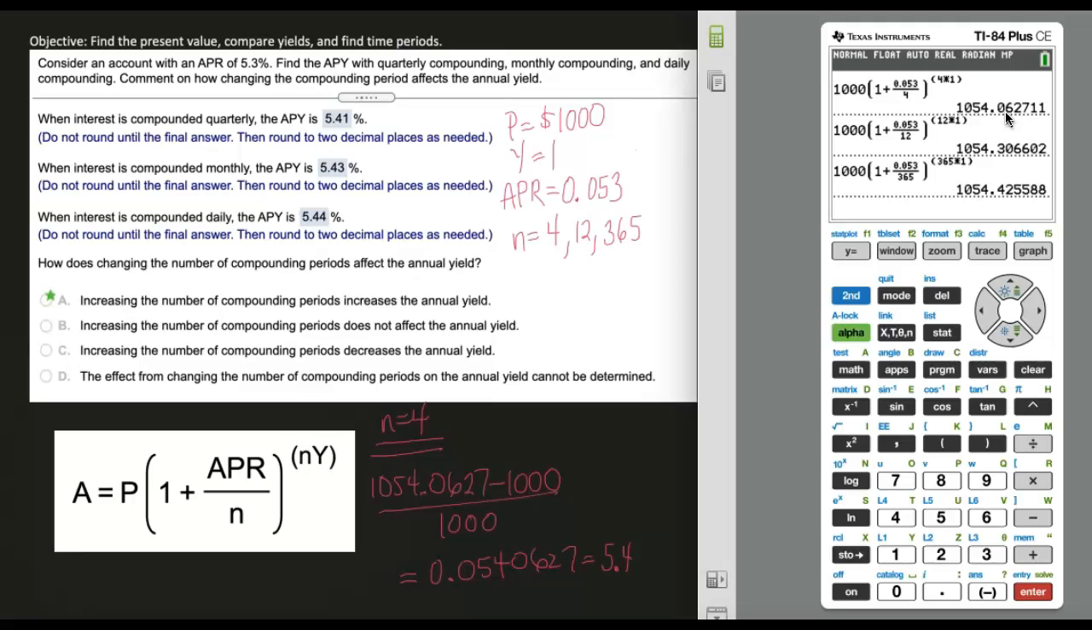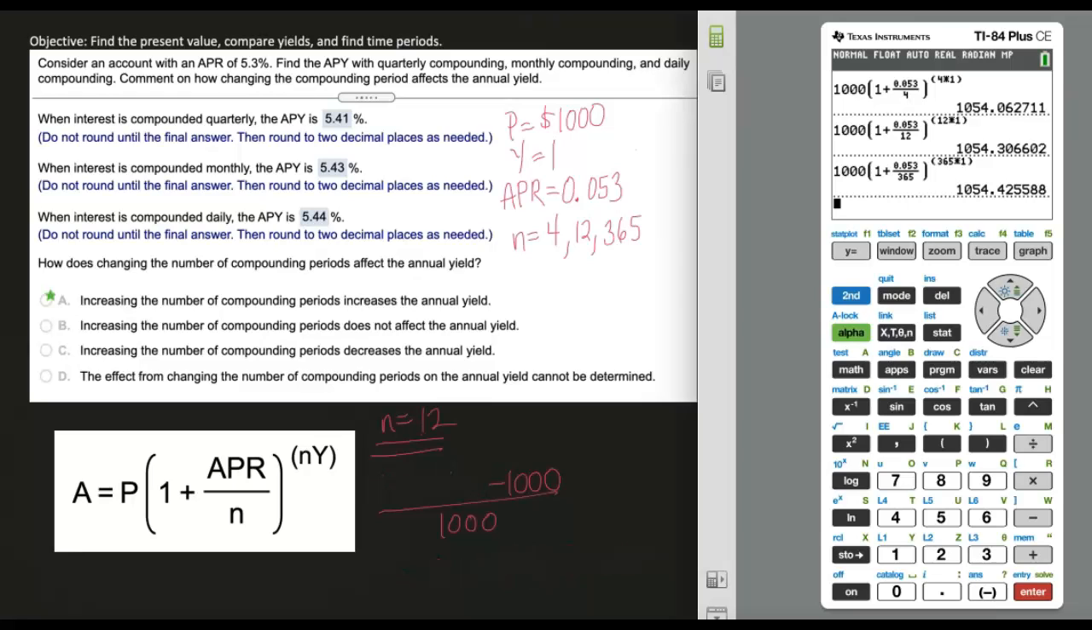Or no, sorry, 5.41%. Missed that 6 right there. That's going to round that up. And you can see that expressed up here at the top in the answer already. You'd want to do the same thing for each of the different values with different compoundings. So I'm going to erase this space here for n equals 4 and do it again for n equals 12 and for n equals 365.